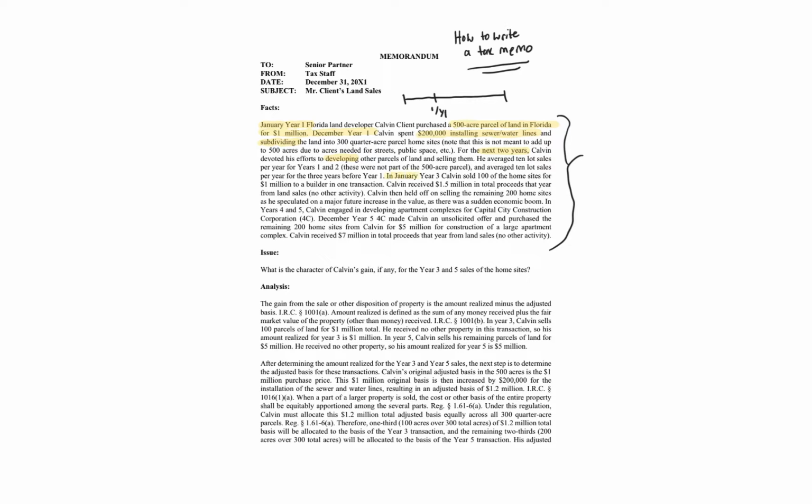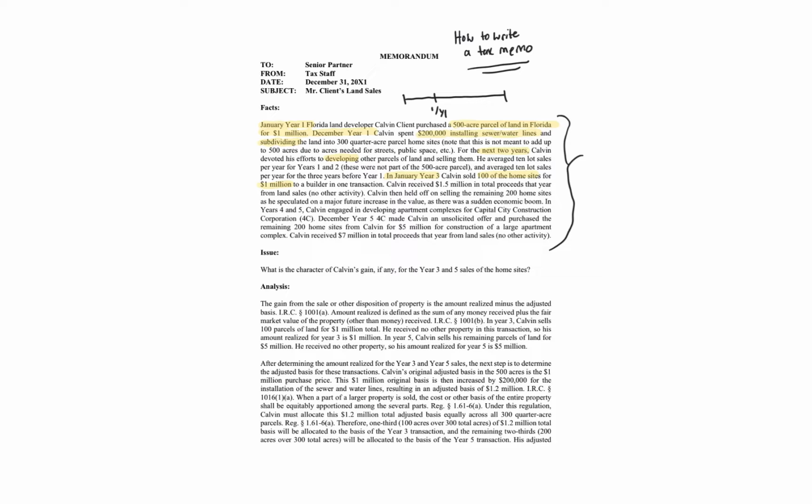In January of year 3, Calvin sold 100 of the home sites for $1 million. So purchases and sales, the dates of purchases and sales, always extremely important in tax. So always note those. To a builder in one transaction. Now, Calvin received $1 million selling those 100 home sites to a builder.